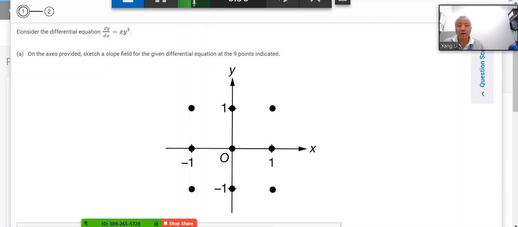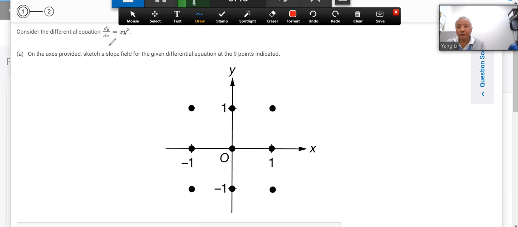Means when you have a derivative, right? Okay, the derivative means slope. So, for example, if we want to find out the slope at this point, this point we know is (1, 1). So we simply plug in x equals 1, y equals 1. So we can get what? dy/dx equals 1 times 1 to the third, equals 1. So we know the slope is 1.